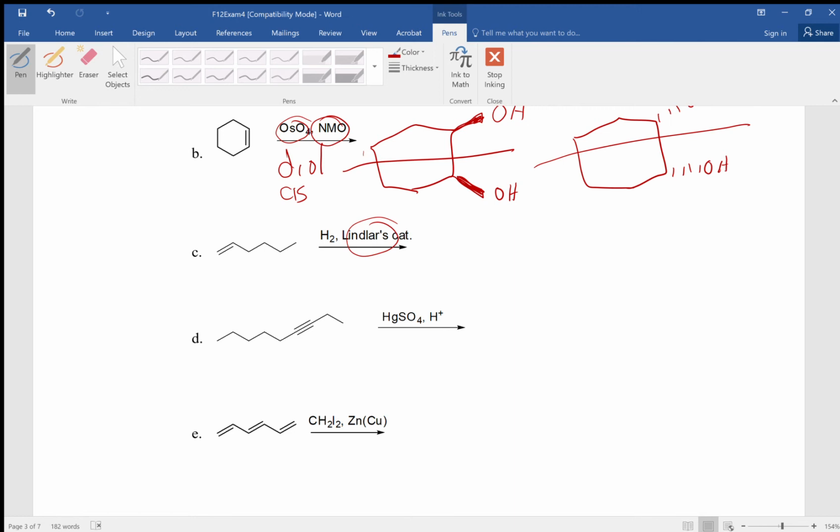And in fact, Lindlar's catalyst ends up only being strong enough to react with alkynes. Recall that was the entire point of Lindlar's catalyst, that we could do a hydrogenation of an alkyne and stop at an alkene, and the alkene won't react further. Since what we have here is an alkene, nothing will happen.